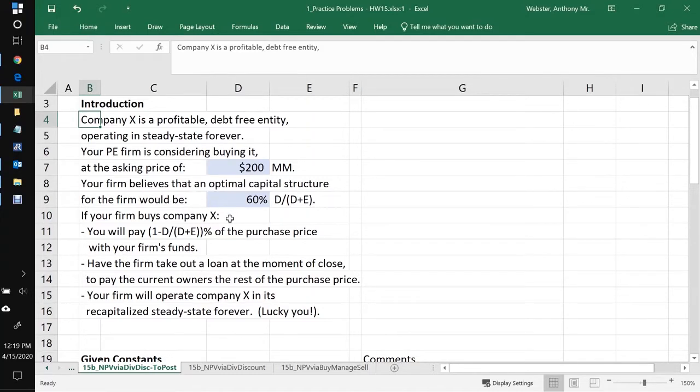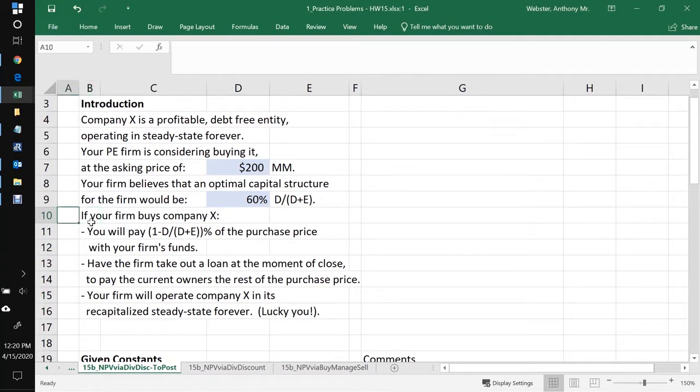leads us to believe that the optimum capital structure for the firm would be 60% debt to enterprise value. That's D over quantity D plus E, where D is the total debt of the firm, and E is the market value of equity of the firm. Market value if you have it, and GAAP value of equity if you don't. So right now it's debt free. So if we buy it, we would recapitalize it so that it would have some debt and some equity instead of just equity and no debt.